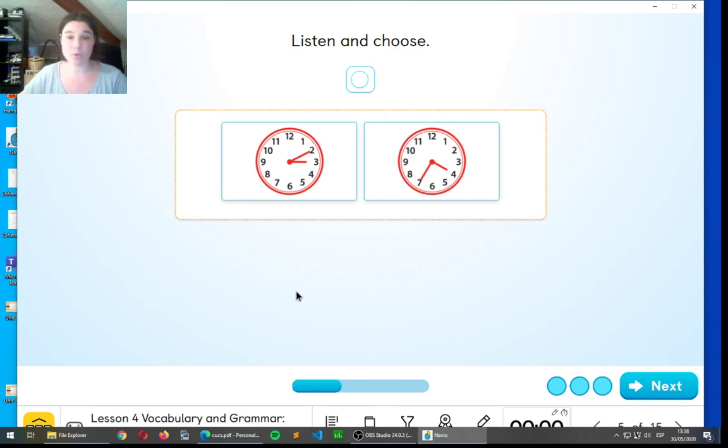Twenty-five to four. Which picture shows 25:04? One or two? Picture number two. Great. 10:03. Picture number one. Picture number two. What do you think? Excellent. It's picture number one.